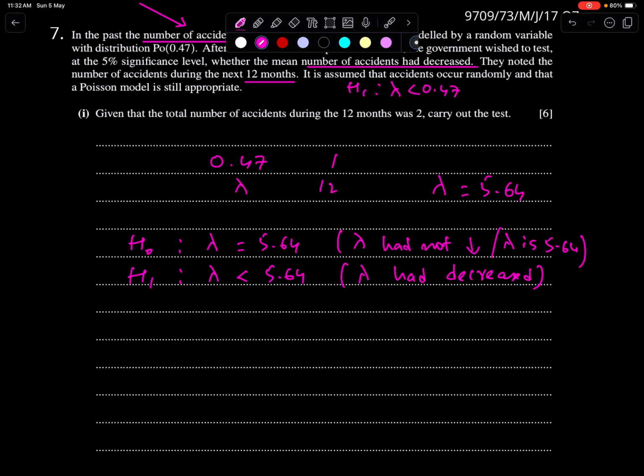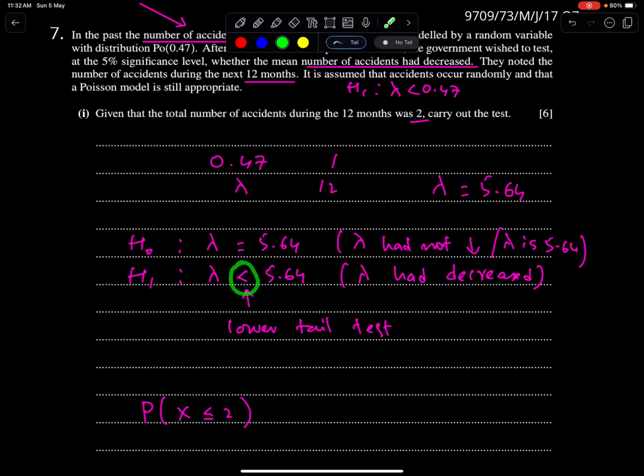Now the test value. Because of the lesser sign, we have to perform the lower tail test, and test value is 2. So we need this probability. Remember, whatever the sign is here, we always copy that sign here in test value, and the test value is always inclusive. So we need probabilities of these three numbers in Poisson.